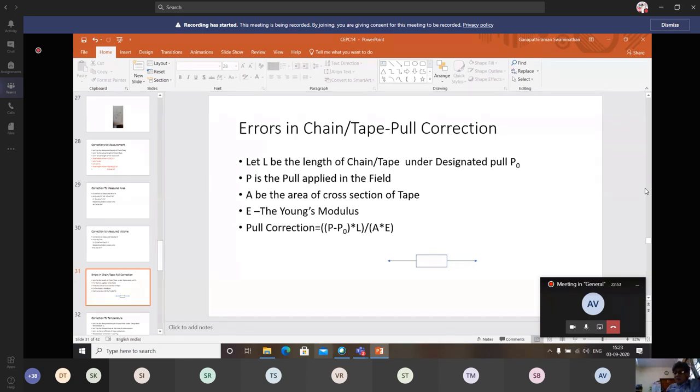The force divided by the cross-sectional area. What is it called? Stress. Force divided by the cross-sectional area perpendicular to the application of the force is stress. Okay, wonderful. Stress by strain is what do we call?